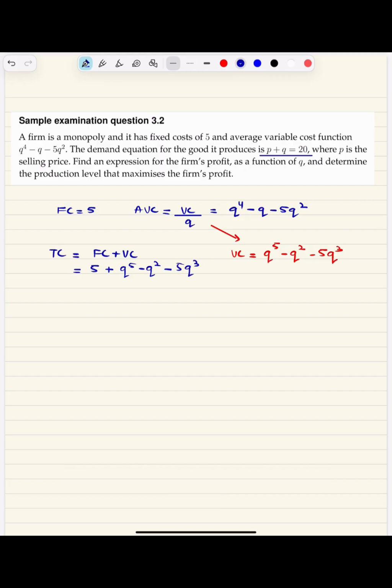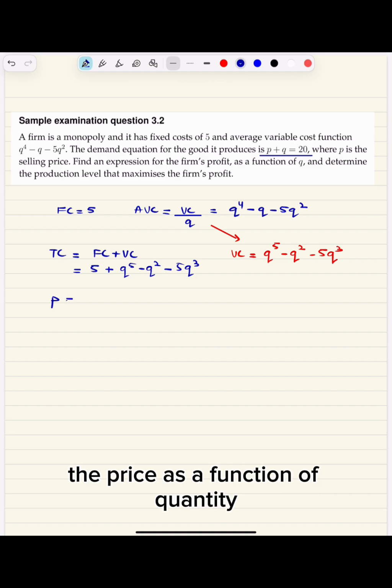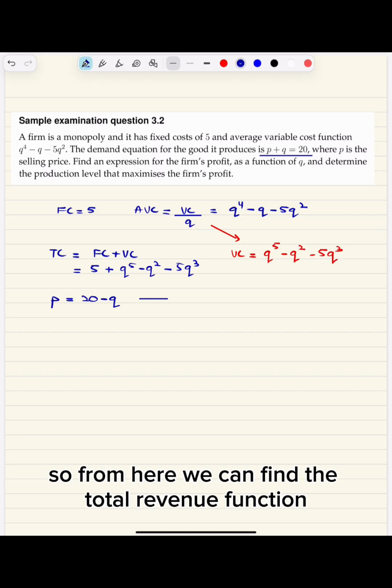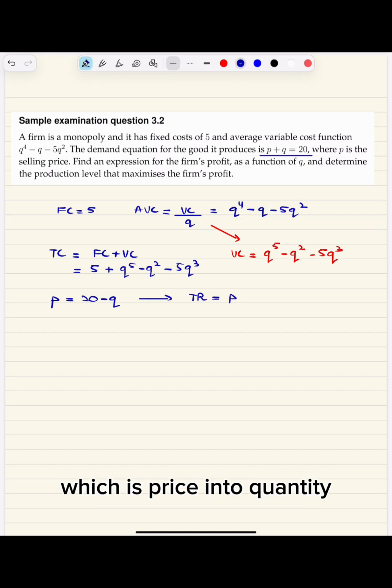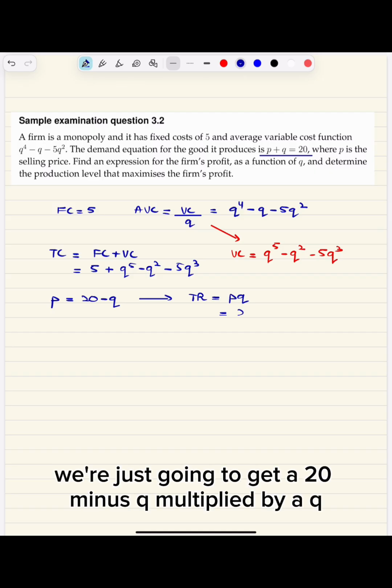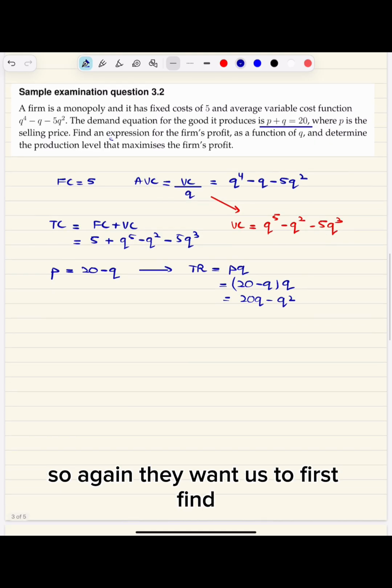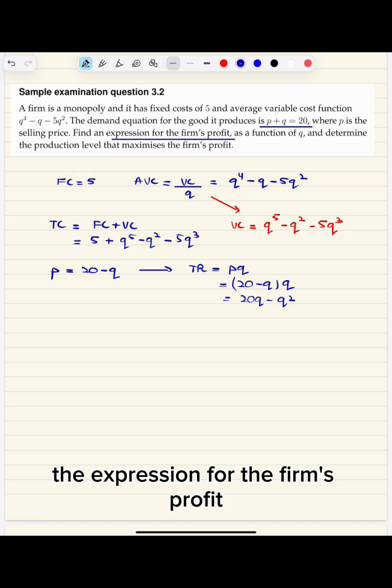They've also given us the price as a function of quantity, which is 20 minus Q. So from here we can find the total revenue function, which is price times quantity. So we are just going to get 20 minus Q multiplied by Q, which is 20Q minus Q squared. Again, they want us to first find the expression for the firm's profit.